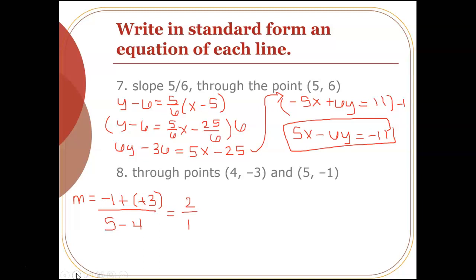Now, when you plug into point slope form, you can pick either point. I could plug in y plus 3 equals 2 times x minus 4, or y plus 1 equals 2 times x minus 5. I could solve or work out both and end up with the same answer.